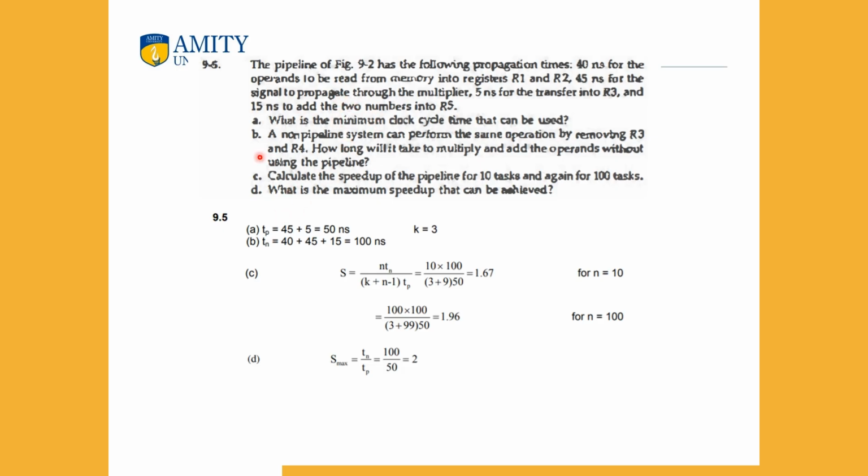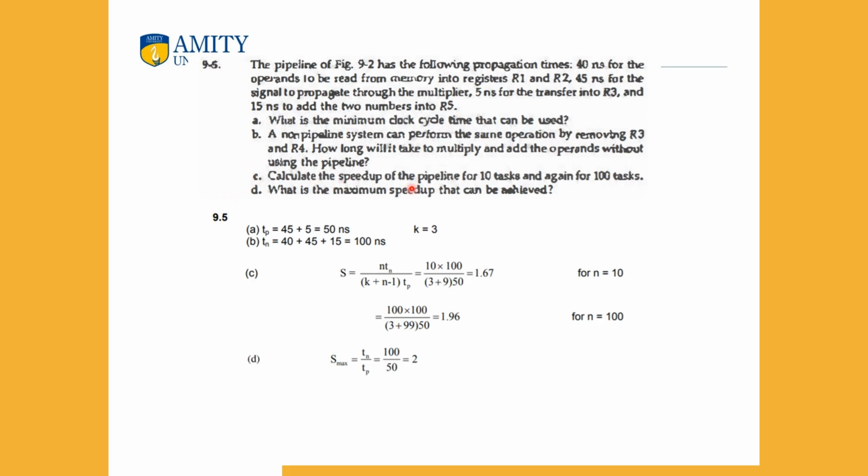And B is, a non-pipeline system can perform the same operation by removing R3 and R4. How long will it take to multiply and add the operands without using the pipeline? So we are going to take the times 40, 45 and 15. 40 nanoseconds for the operands to be read from memory, R1 and R2. 45 for them to go to the multiplier, and since R3 and R4 are removed, we have 15 nanoseconds to add the two numbers. We add this time and we get the propagation time for the non-pipeline system.